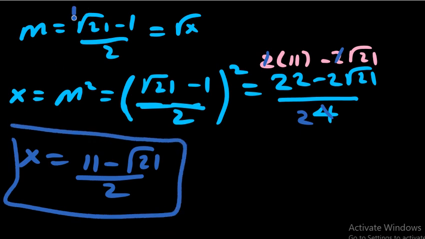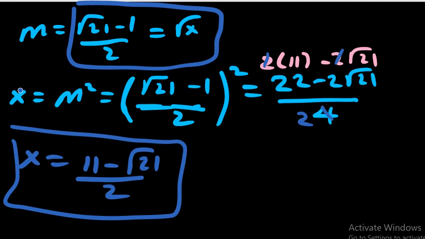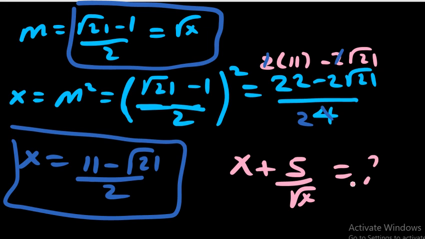We have x and we have root x. Now let us insert everything we have. Let's evaluate, because our evaluation will be x plus 5 over square root of x. This is what we are looking for, and we have x, here it is, and we have root x also, the above one.